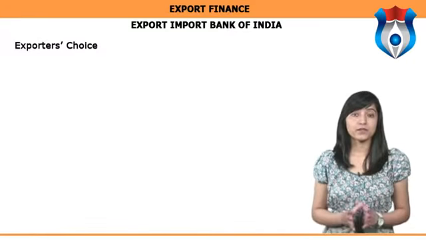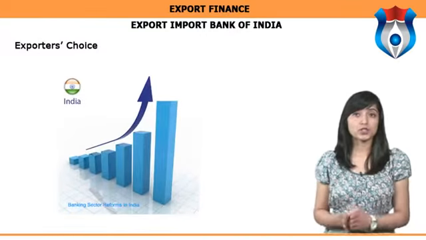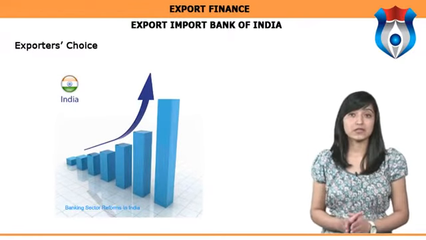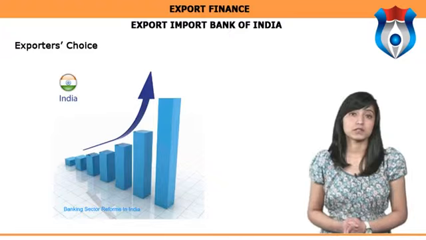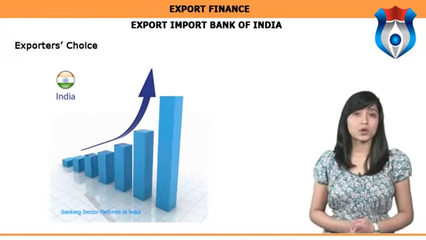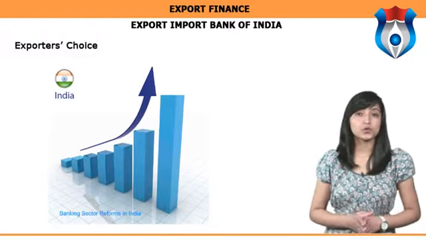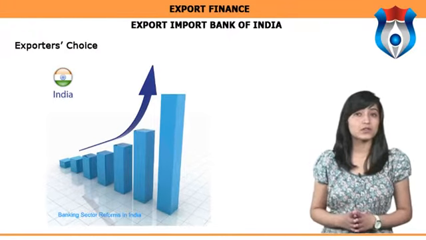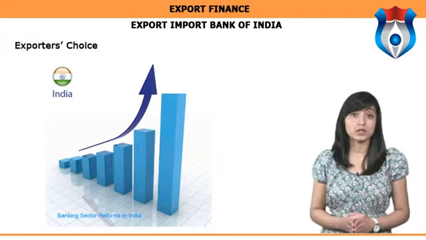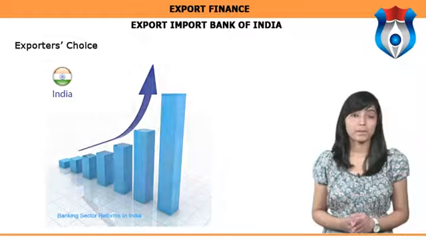Exporter's choice. The exporters have the option to avail of pre-shipment credit and post-shipment credit either in rupee or in foreign currency. However, if the pre-shipment credit has been availed in foreign currency, the post-shipment credit has necessarily to be under the EBR scheme, since foreign currency pre-shipment credit has to be liquidated in foreign currency.